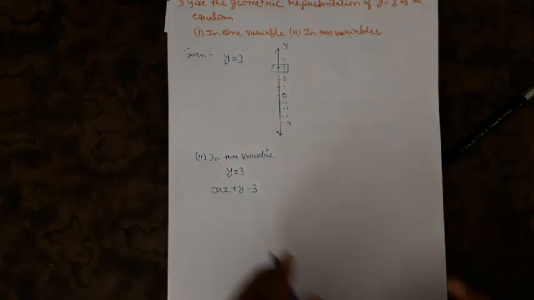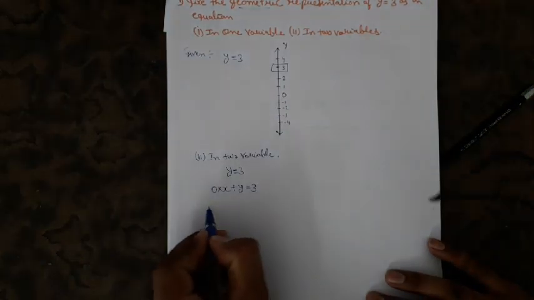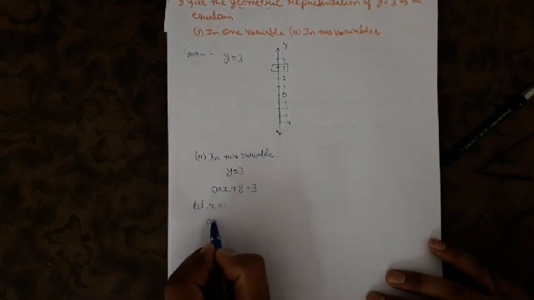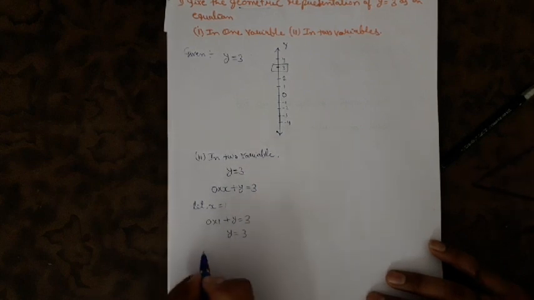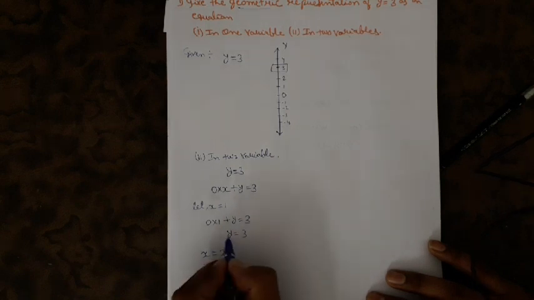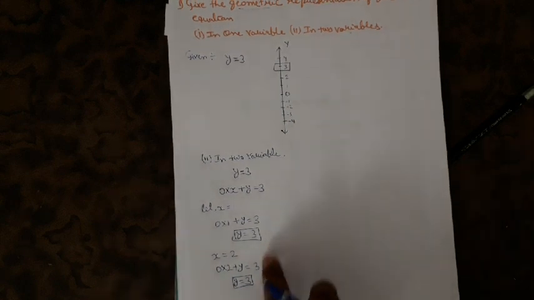Now we have to make its graph, or represent it geometrically. First I am taking x = 1. So 0 into 1 plus y = 3, again I will get y = 3. If I take x = 2, so 0 into 2 plus y = 3, so y I will get 3. Whatever the value of x you take, you will always get the value of y as 3.